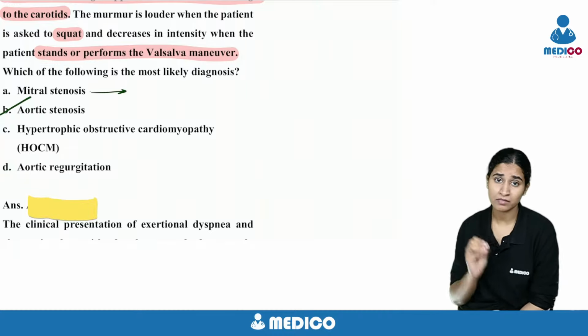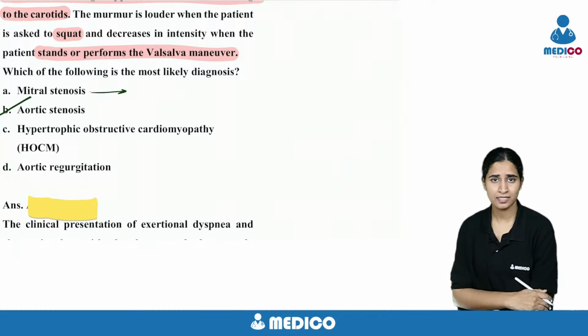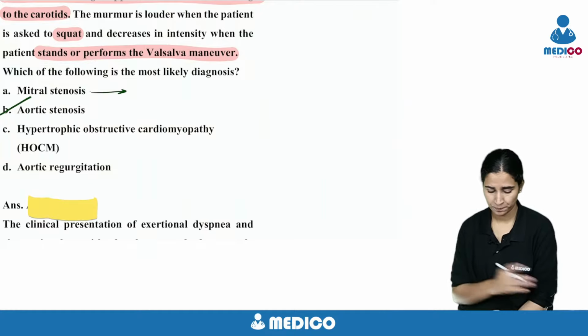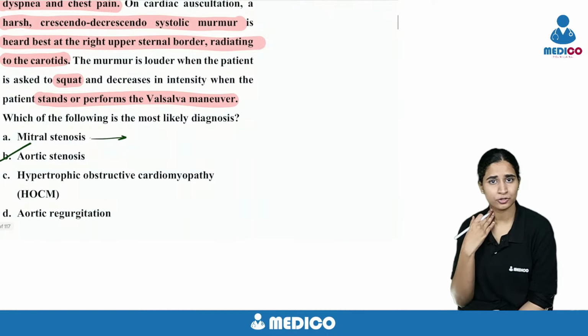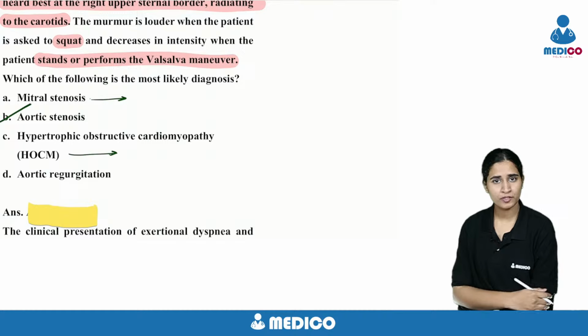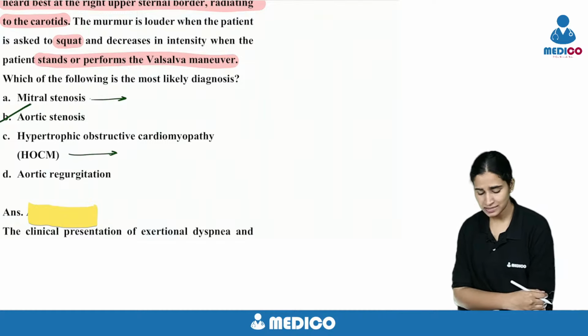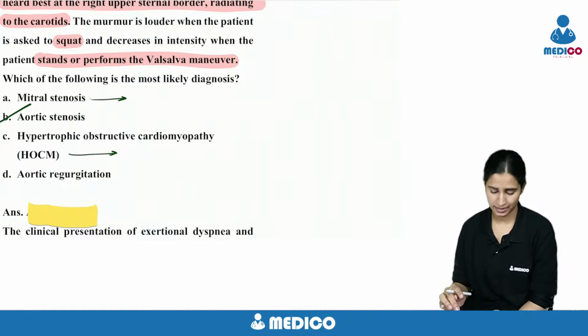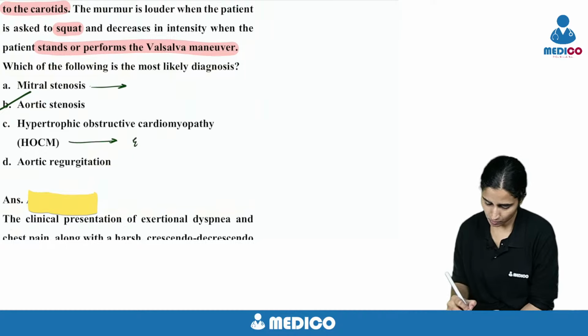But what is the murmur in mitral stenosis? It is a diastolic murmur. And will it radiate? No. Here it's a systolic murmur radiating to the carotids. What is the murmur of hypertrophic obstructive cardiomyopathy? It's the same as in AS, but it's not radiating. This is also an ejection systolic murmur, but it's not radiating.